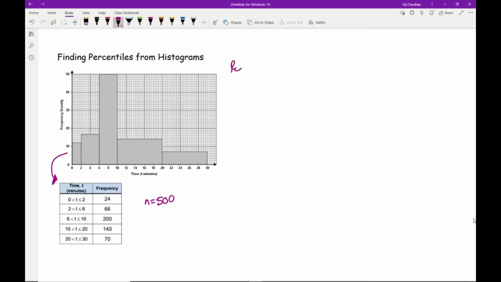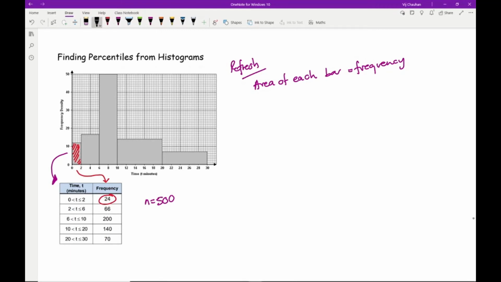Just as a quick refresher, the area of each bar equals the frequency. So for example, between 0 and 2, 24 is the area of that first column, or bar, from that table. And if I repeat the process for each of those 5 bars, it will give me those 5 values.